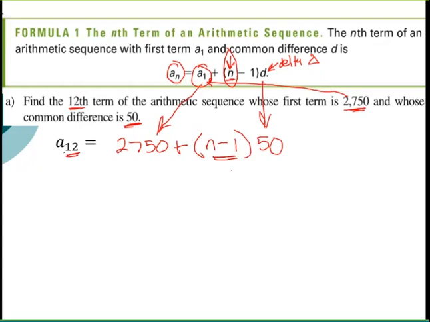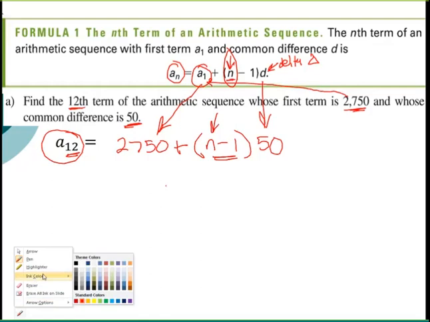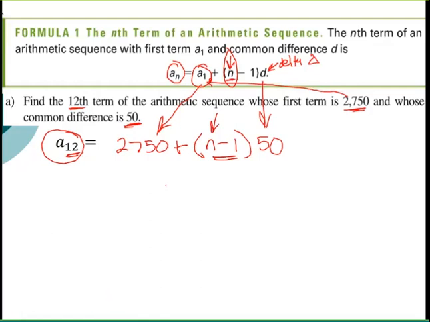So the key here is that I actually want to find the 12th term. To get the 12th term, all I have to do is put 12 in right here for n. So if I just come through with a calculator, after substituting, it's 2,750 plus 12 minus 1 times 50. So if I go ahead and work this out a little bit, 12 minus 1 is 11. So 11 times 50, and then add 2,750.